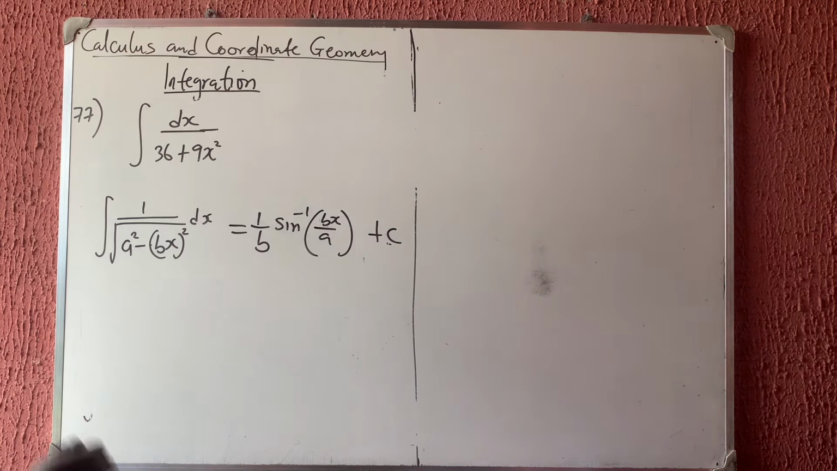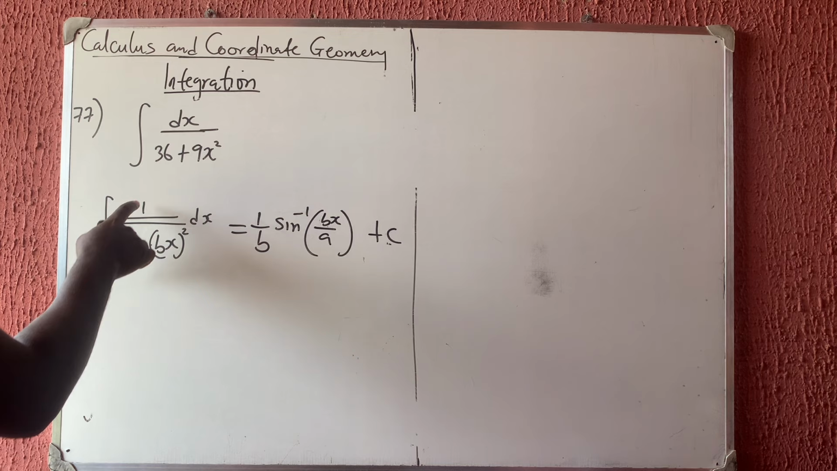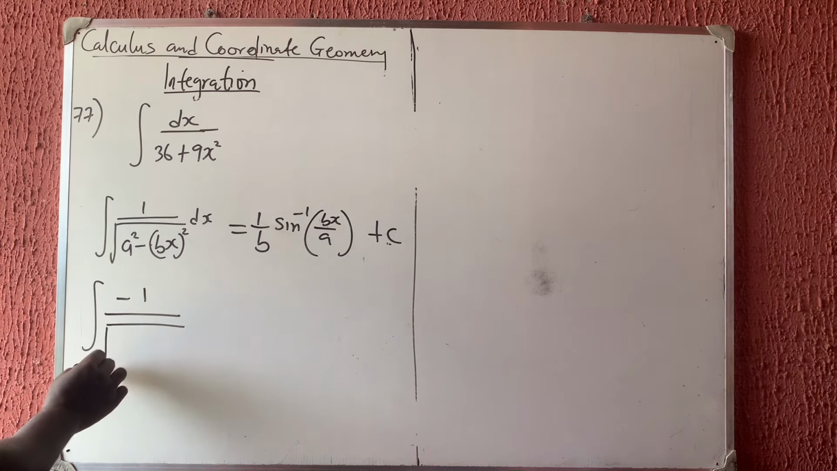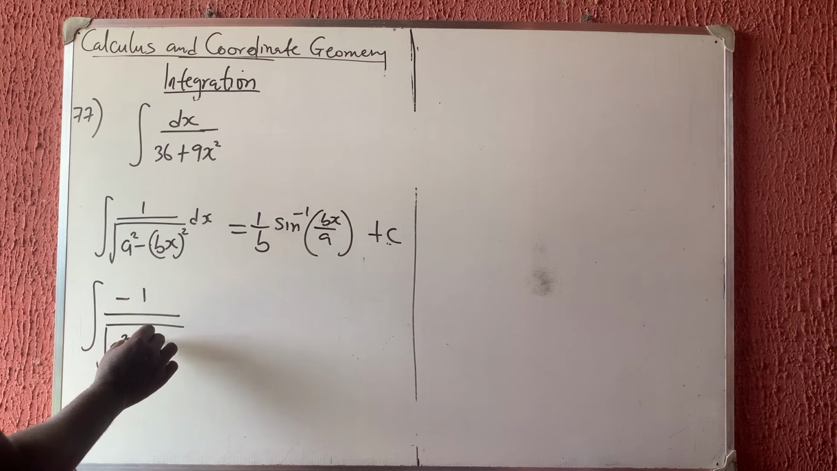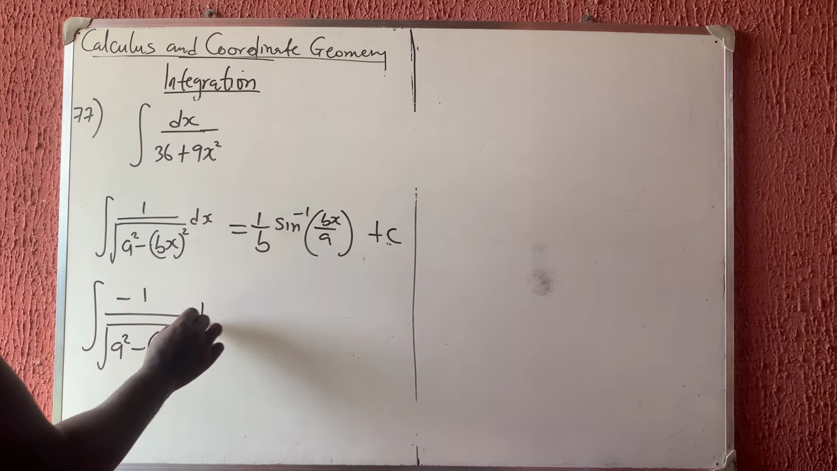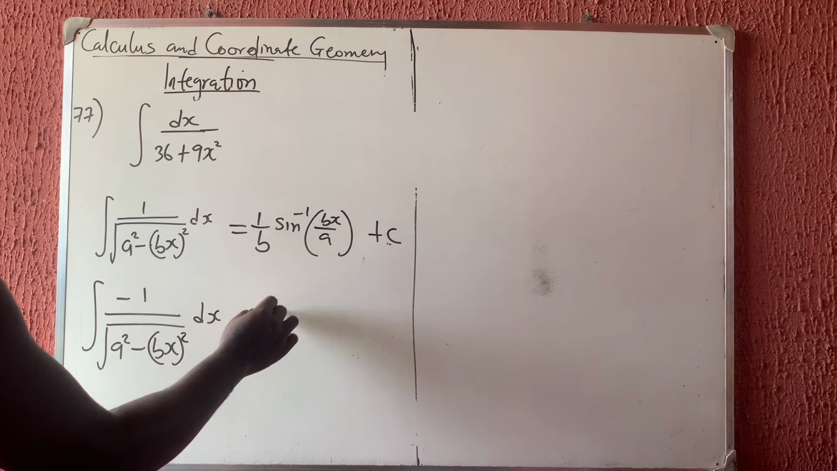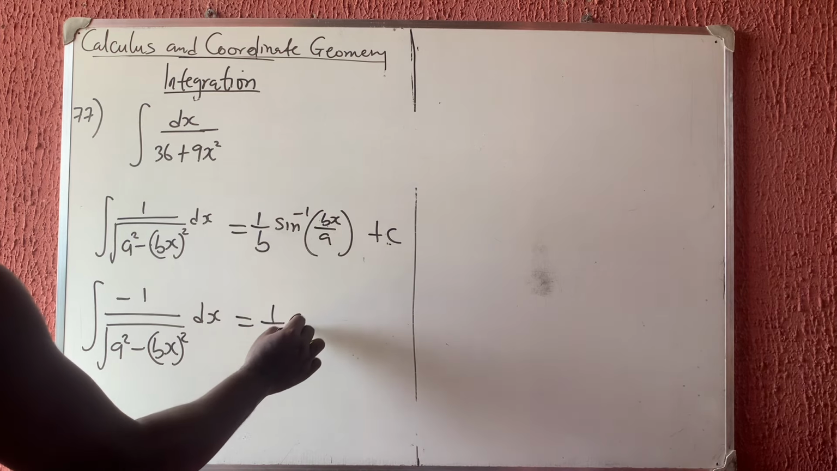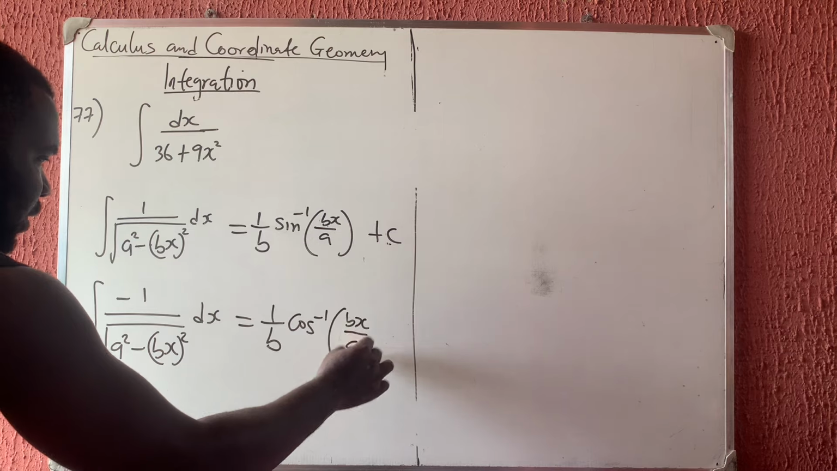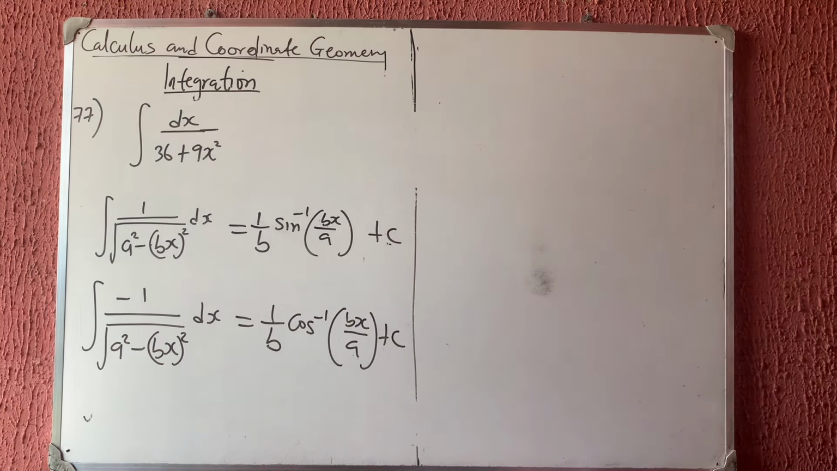Now, for cos, the integral of, this place becomes minus 1 all over the square root of a squared minus bx all squared dx, which is the same as what? The same thing again, 1 over b, but now cos inverse of bx over a, then plus a constant.